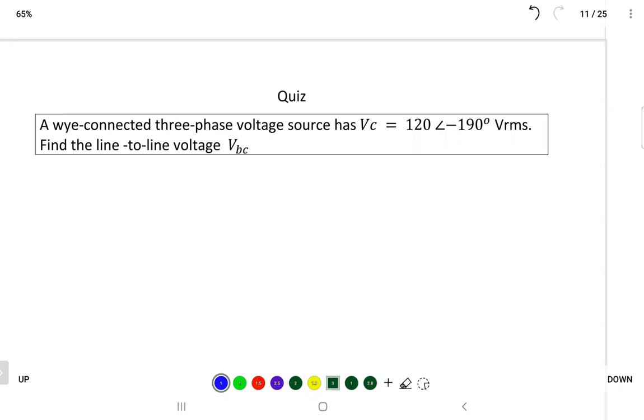Would this be a positive sequence? Yes, positive sequence. Any problem that you solve is assumed to be a positive sequence, except if something else is mentioned.